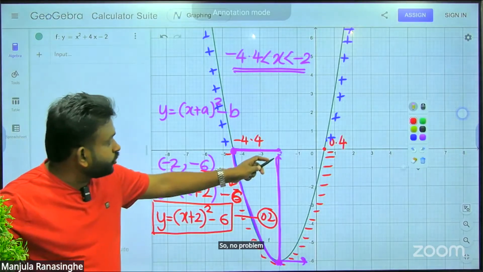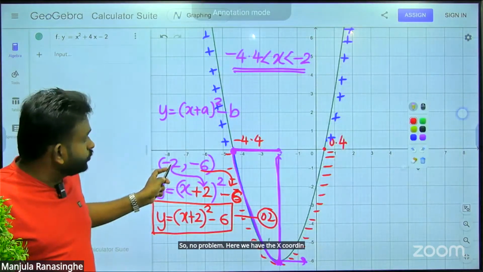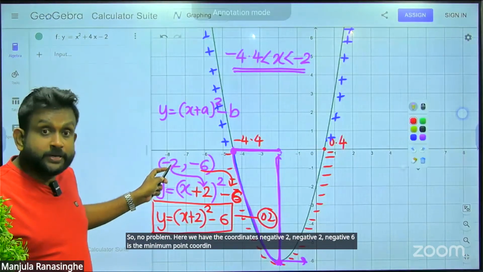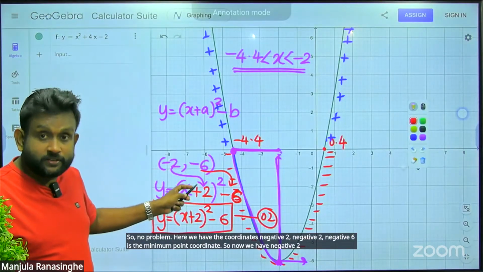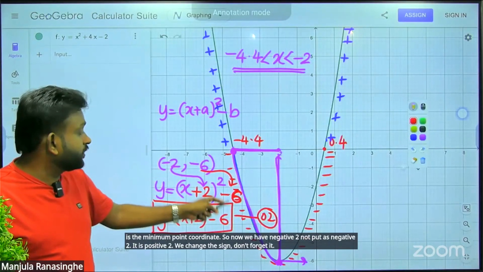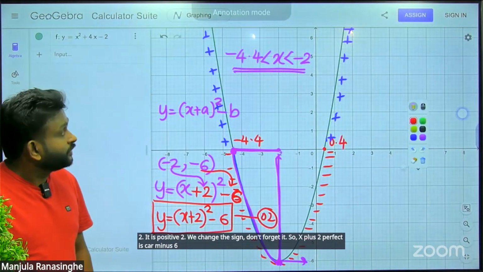Here we have the coordinates -2, -6 as the minimum point coordinate. So now -2 is not put as -2, it is +2. We change the sign, don't forget it. So it is x plus 2 perfect square minus 6. Okay, right.